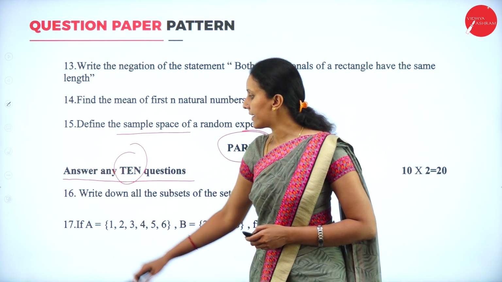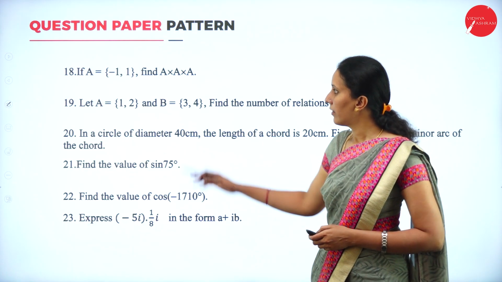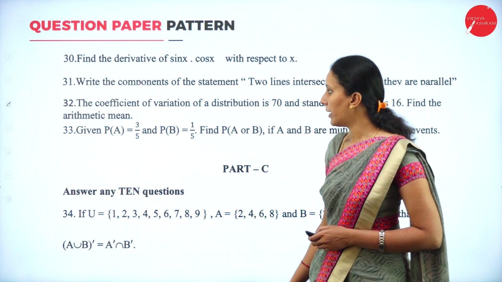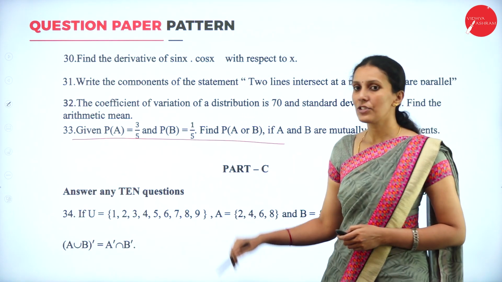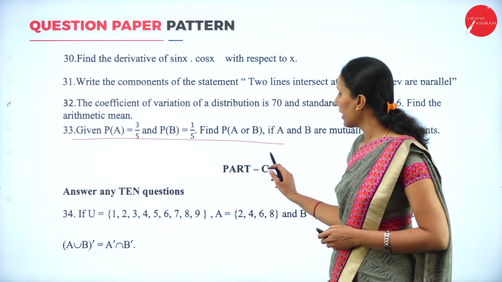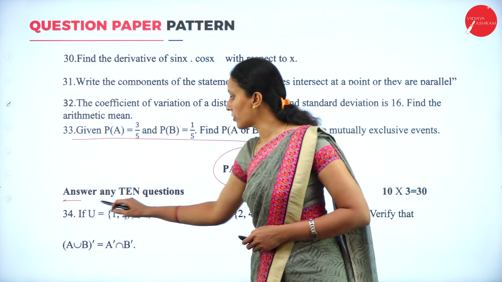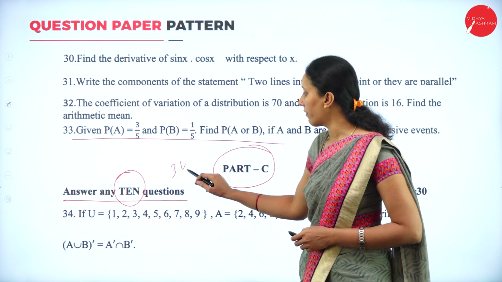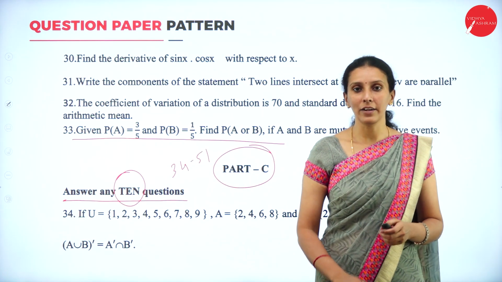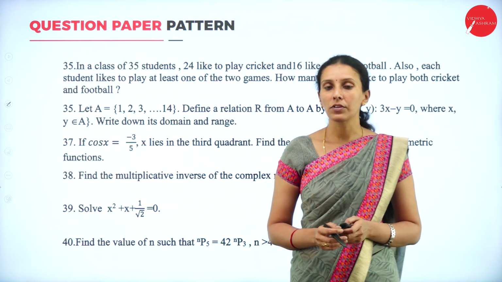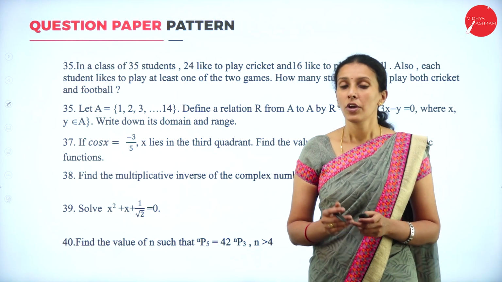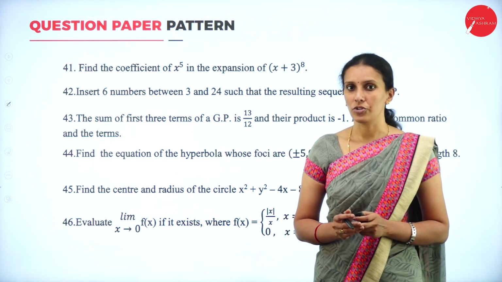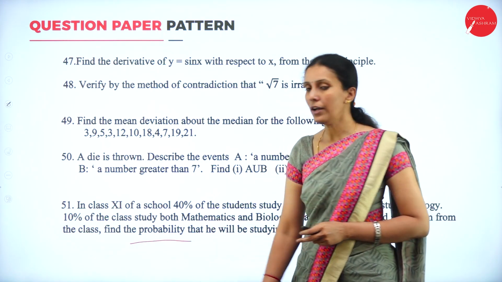So from question number 16, you can find part B questions. That is, you can get 2 marks questions until question number 33. So that is the last chapter, probability. And similarly, in part C section also, you are supposed to answer only 10 questions. So from question number 34 to 51, you will be having these kind of questions for 3 marks. Here also, they will give you 18 questions, you are supposed to choose only 10 questions to answer for 3 marks questions. So this is until question number 51.